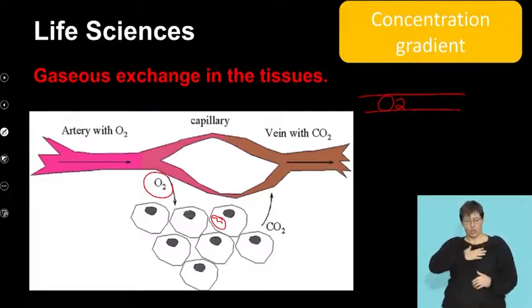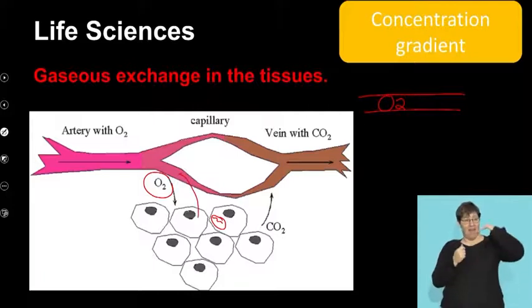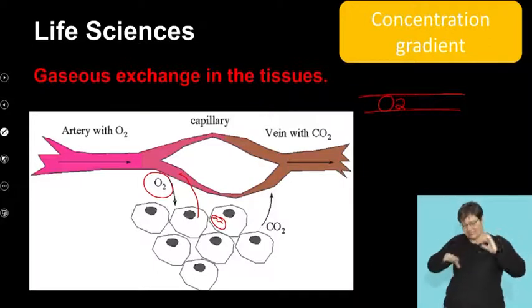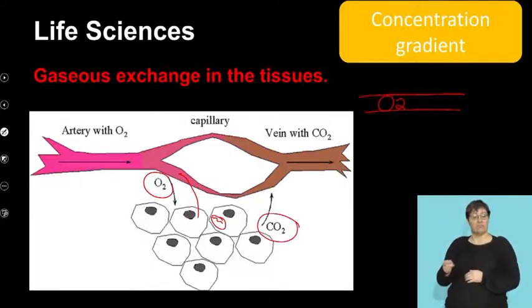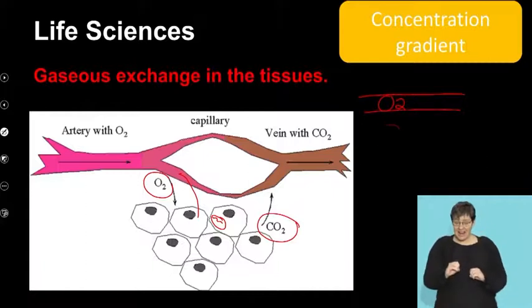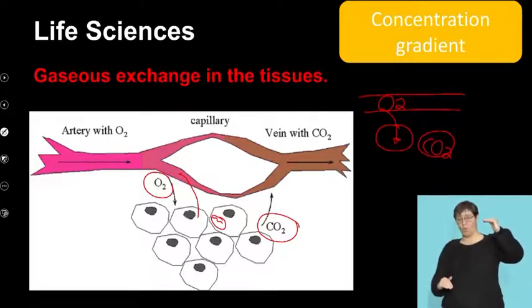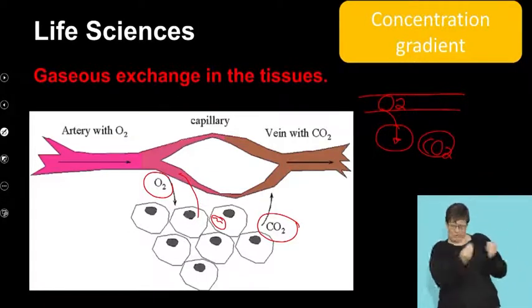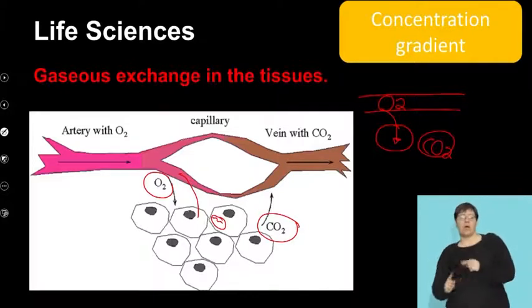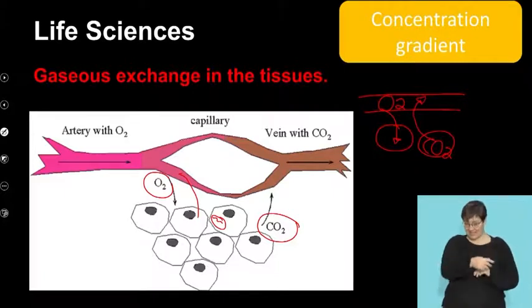So what do I do? I move from a high concentration to a low concentration, and I move into the cells. But have a look over here. In the cells themselves, they are high in carbon dioxide. Carbon dioxide and oxygen don't both get in. So oxygen comes in from a high to a low, and carbon dioxide moves from a high concentration to a low concentration in the blood.